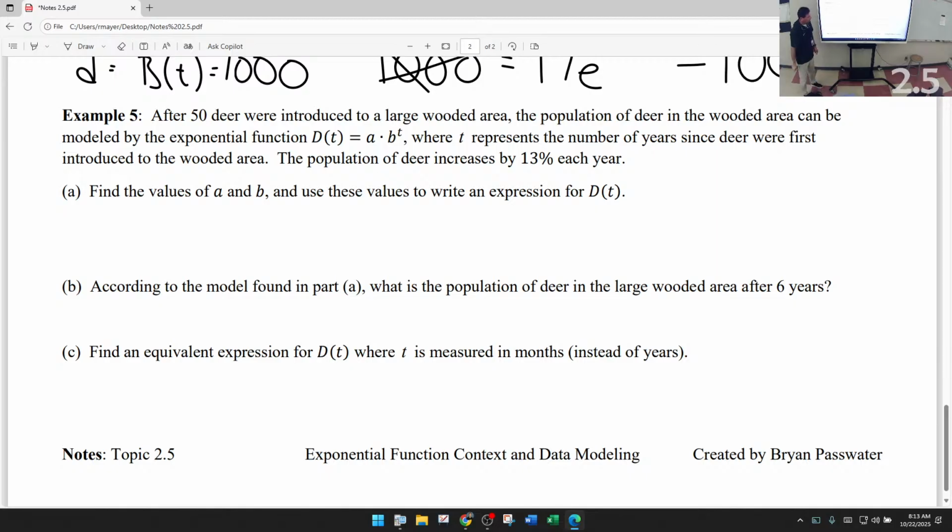According to the model, what is the population of deer after 6? Plug and chug 6. Find an equivalent expression where D is measured. So that's the big one. That's where you're going to rewrite it. Find an equivalent expression. And then you have to find the intersection. A lot of calculator exercises.